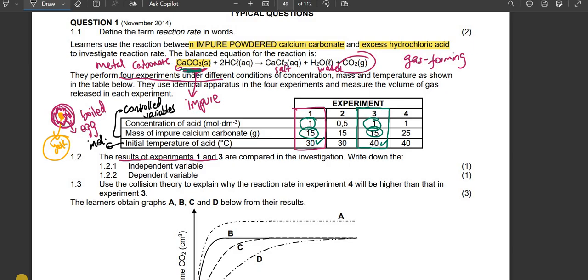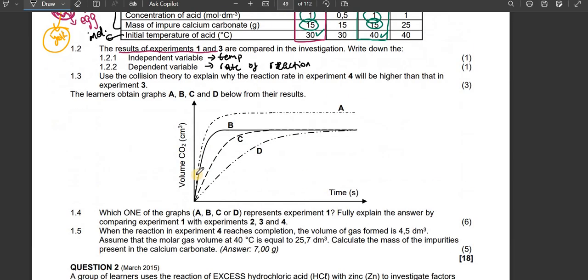So they say write down the independent. How nice. It is the temperature. And then what is the dependent? It is the rate of the reaction. Please guys, do not look at the graph given here and then say the dependent variable is the volume. No, the dependent variable is always the rate of the reaction.